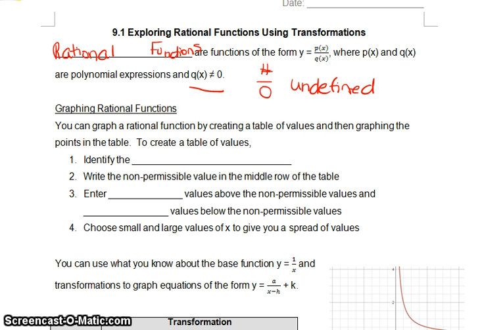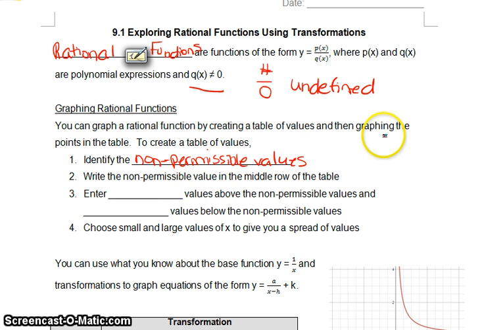So when we're graphing rational functions, we're going to graph them just as if they were a regular function. What we would do is create a table of values, and then from those values, plot them onto the graph. So first, we need to identify the non-permissible values. If you remember, those are the values that give us 0 in our denominator. So what values can't we have? Set those restrictions. Then the second point is to write the non-permissible values in the middle row of the table.